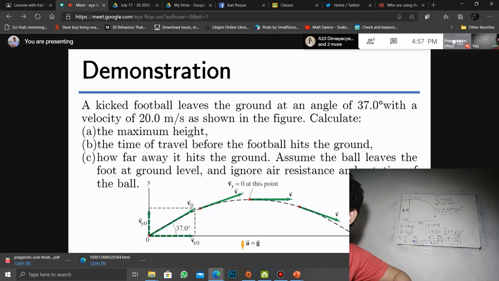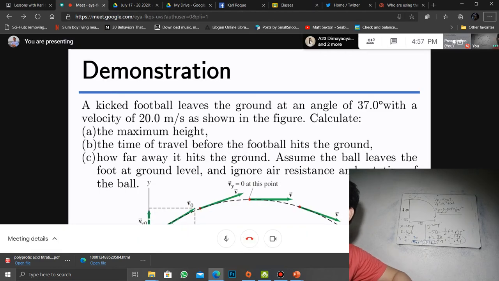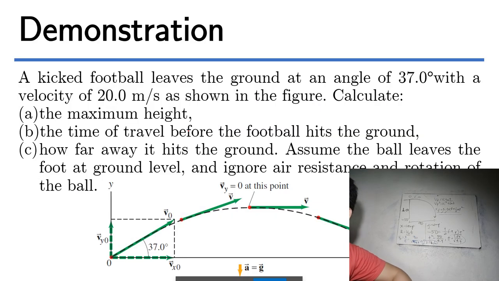I'll continue. Okay, demonstration. A kicked football leaves the ground at an angle of 37 degrees with a velocity of 20 meters per second as shown in the figure. Calculate the maximum height, the time of travel before the ball hits the ground, and how far away it hits the ground, or your range, no? Okay, sige, let's try.